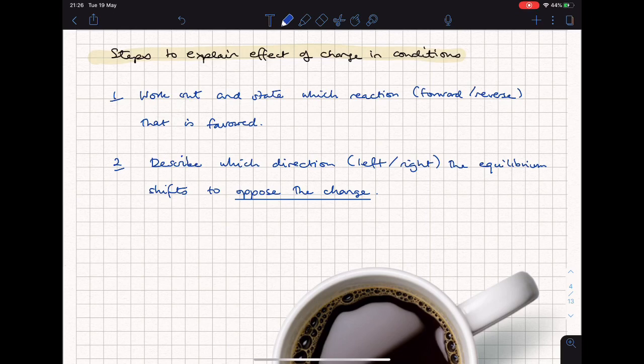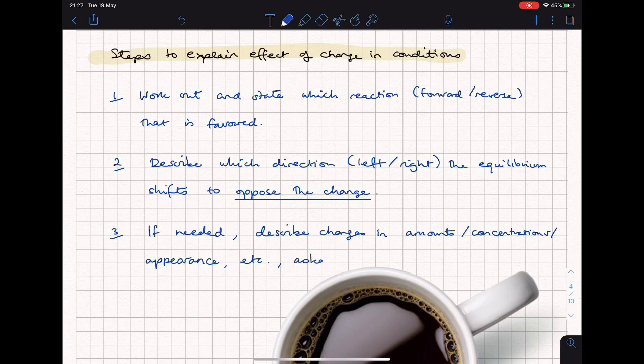And lastly, if they do ask you to describe what happens to one of the properties of this mixture, like the concentration of one of the reactants or the appearance, like a colour change or something like that, then you need to say that as well. So if needed, describe changes in amounts, so moles or concentrations, or appearance, so it could be a colour change. I'll do an example of that with you later, if they ask for it.